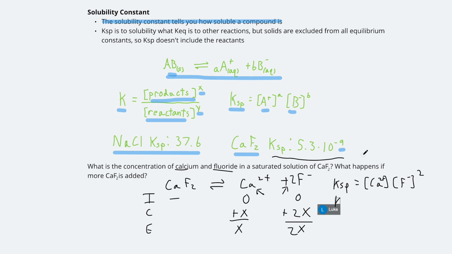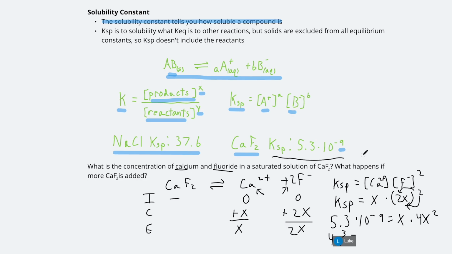And now we plug in our values that we calculated from the ICE table. So the Ksp equals x times 2x, and that 2x is raised to the second power. We know the value for Ksp, so we'll plug that in: 5.3 times 10 to the negative 9 equals x times, and now we need to distribute that 2 to both the 2 and to the x. So it's x times 4x squared. And we ended up getting 4x cubed equals the Ksp, which is 5.3 times 10 to the negative 9.